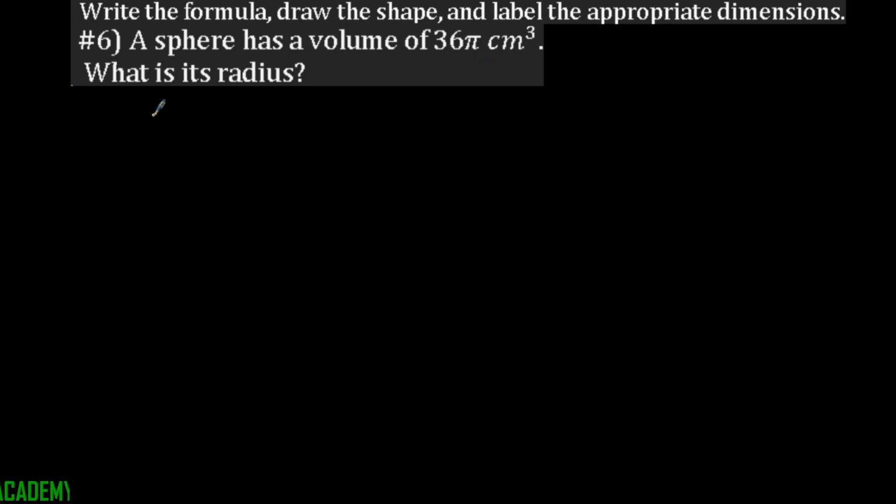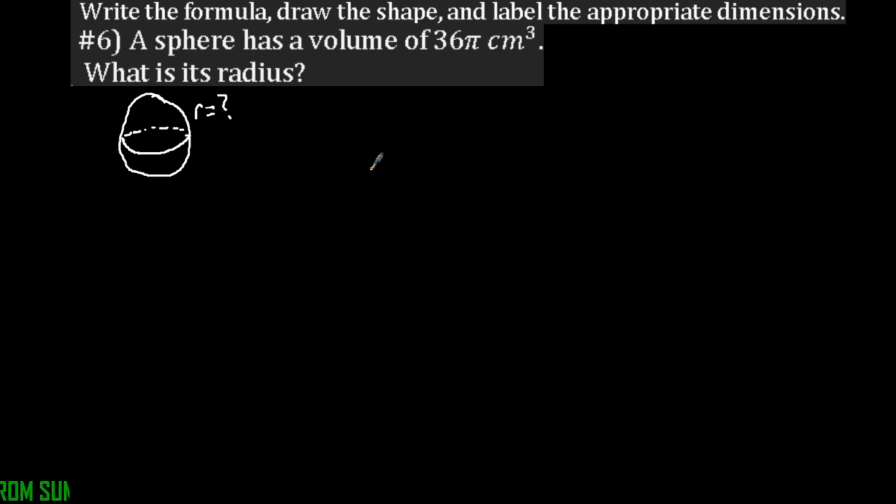So what I can do is I'm going to draw that picture first. Even though we don't know what the radius is, we can still use the volume to be able to figure it out. So we're going to say r equals question mark. Let's do that a little bit better.